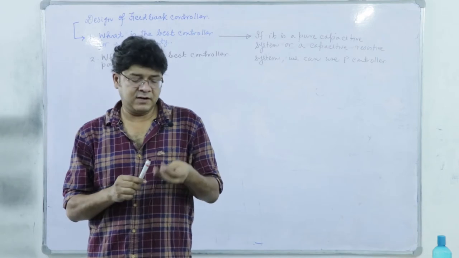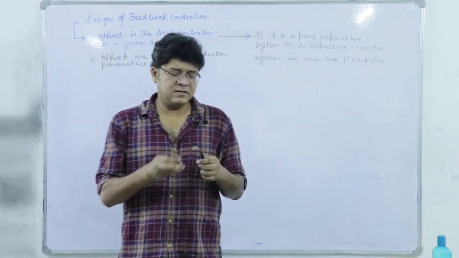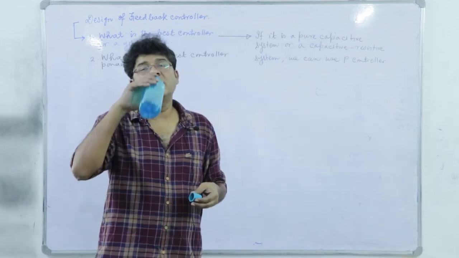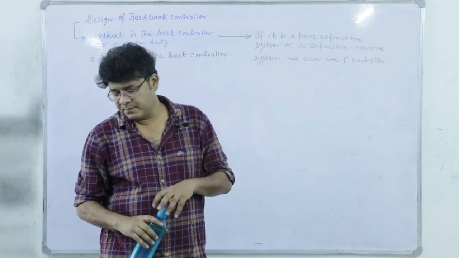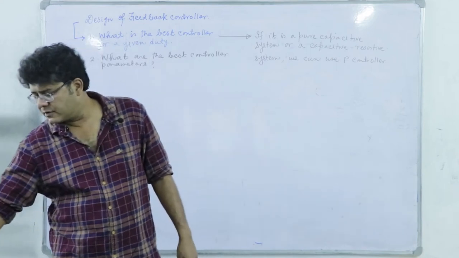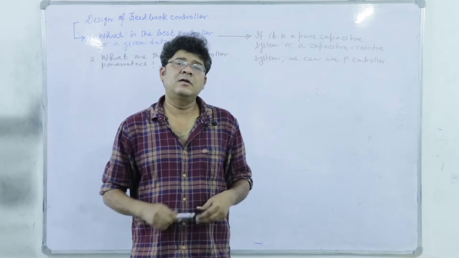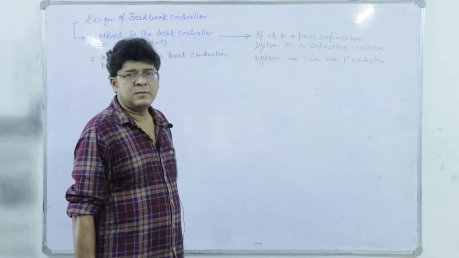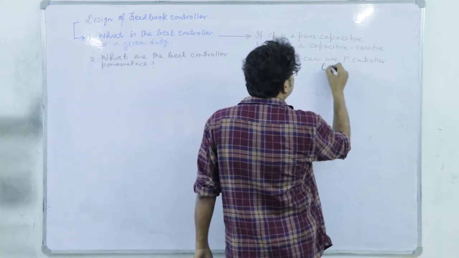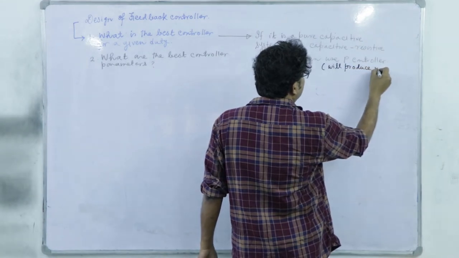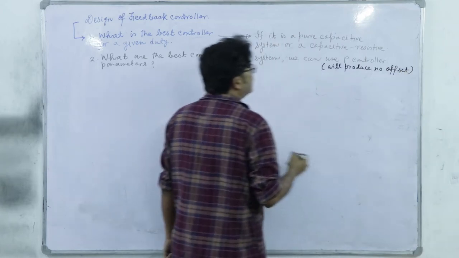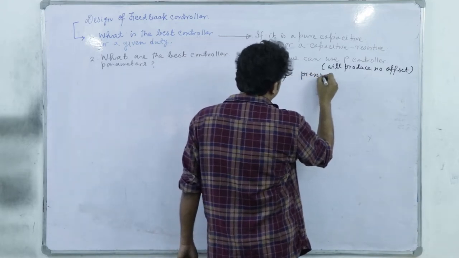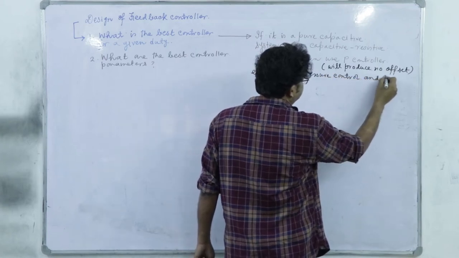So, the point is, if it is a pure capacitive system, we know that in servo mode, as previously discussed, there will be no offset, right? Whereas in regulator mode, for a pure capacitive system, we can reduce the offset to 0 if we set a bit high value of this proportional constant. So, for a pure capacitive or a capacitive resistive system, we can safely use P controller. It will produce no offset, right? And the examples are pressure control and level control.